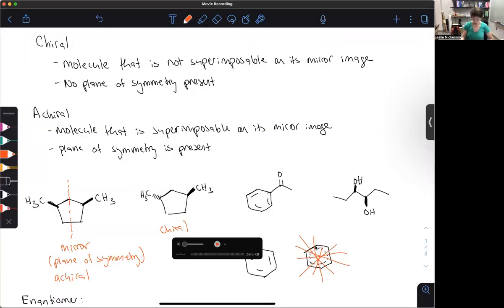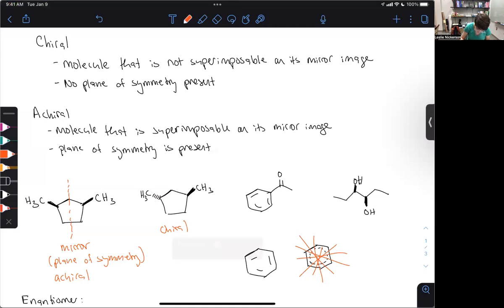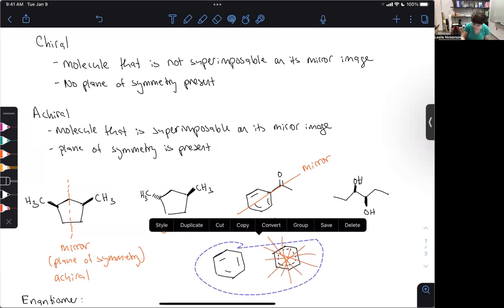Okay, so let's look at that on paper now. So if that is a plane of symmetry right here, then that is achiral. Okay, so now let's look at our last option.